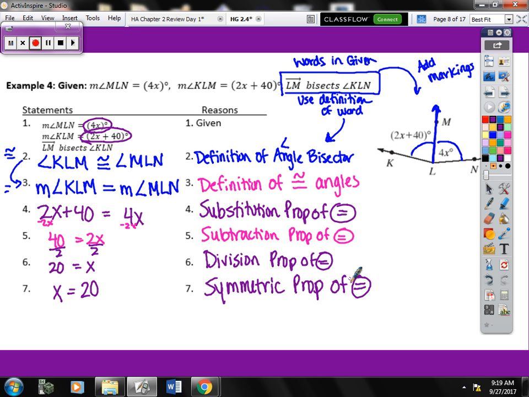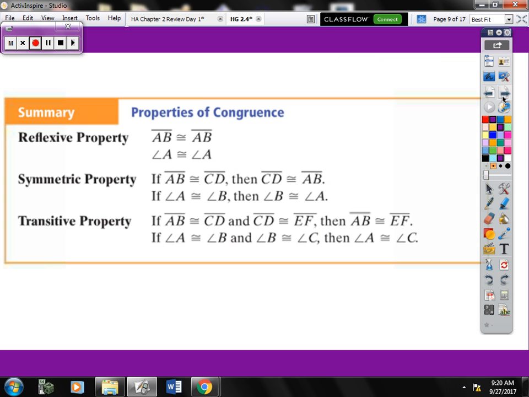Okay. Last page, then, we have our properties of congruence. They're the same ones we talked about on the front: reflexive, symmetric, transitive. The only difference is they have a congruent sign instead of an equal sign. Okay? So the reflexive property of congruence says that, again, the same segment is congruent to itself because they are the same segment. Okay?